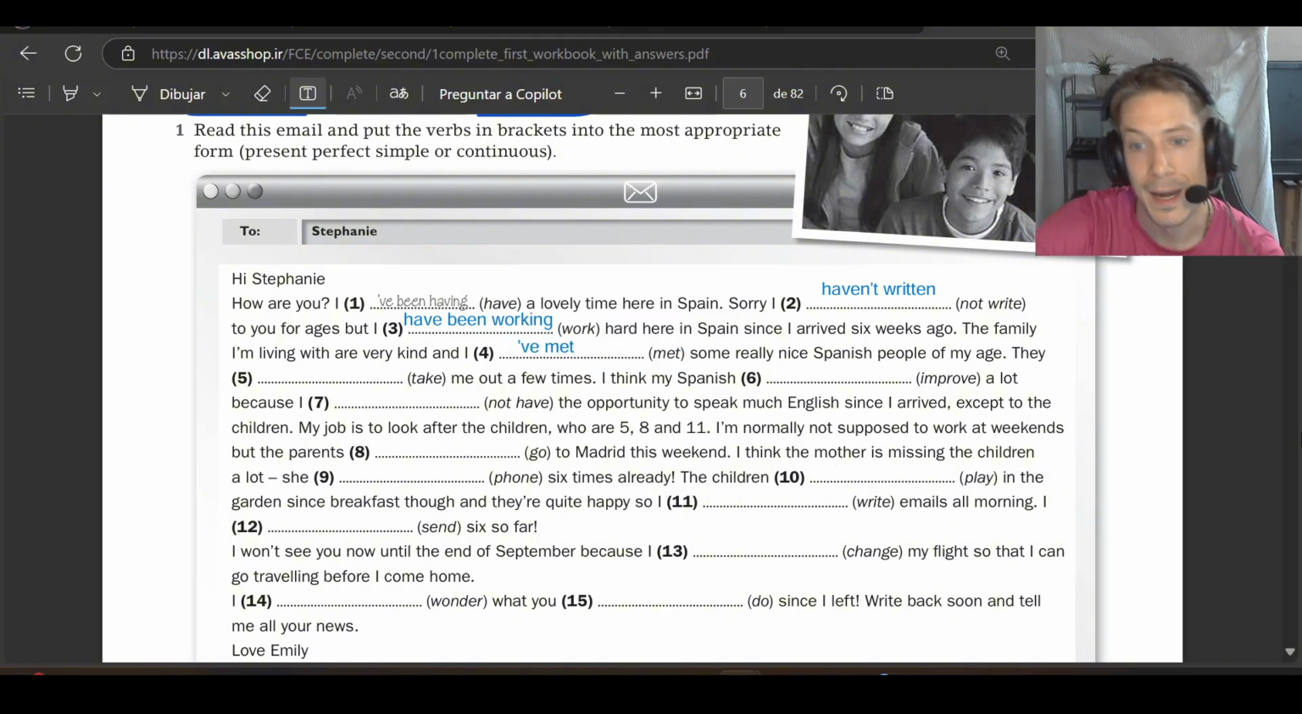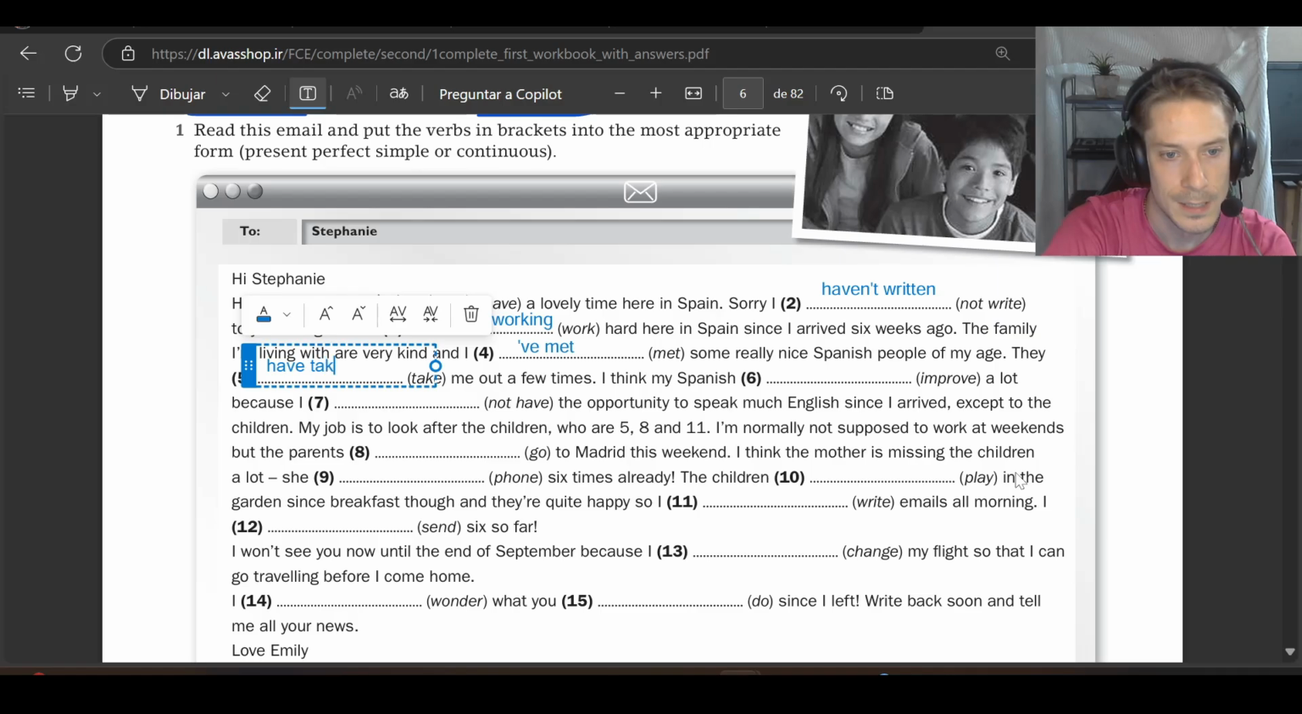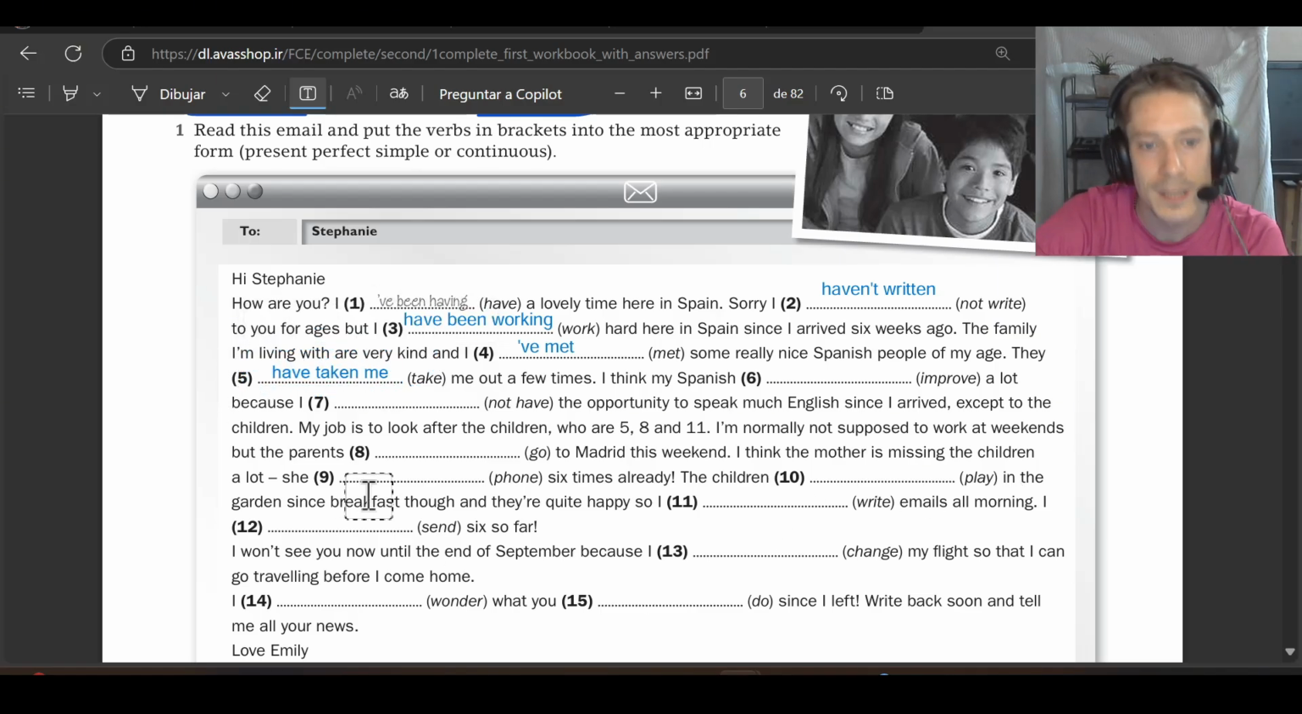Alright. Again, we know that it takes time to know people, so I have been meeting some really nice Spanish people of my age. They have taken me out a few times. Okay. To take someone out. Is it still going on? No, it already happened. Right? So they have taken me out a few times, in the past, last weekend, 2 weeks ago, right? They already took her out.